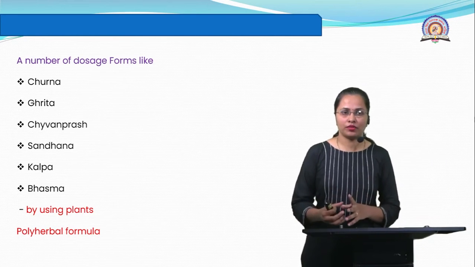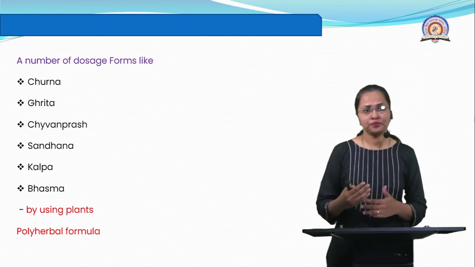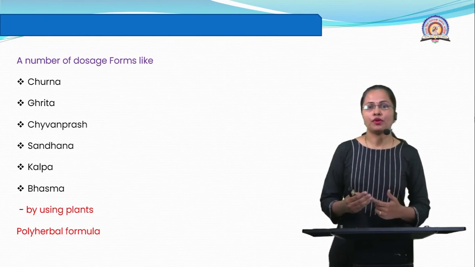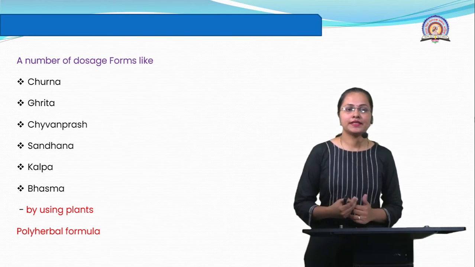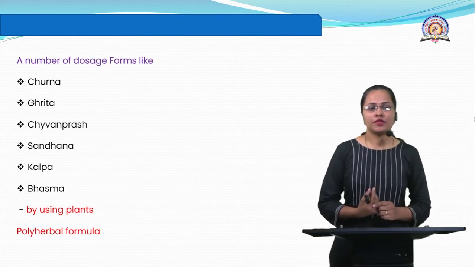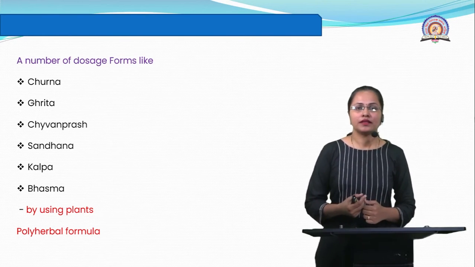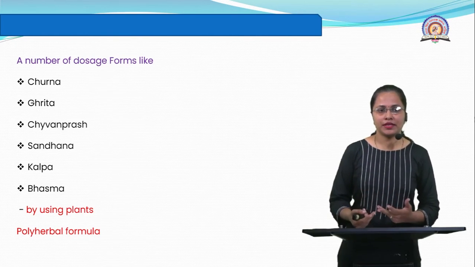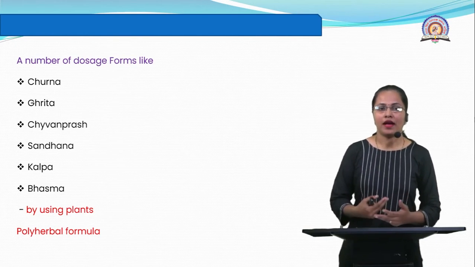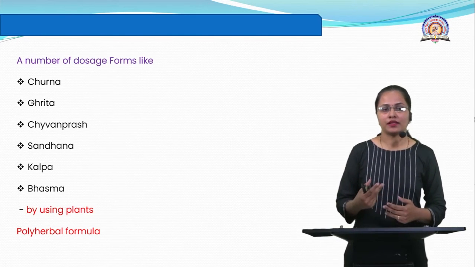Churna is a powder which is prepared by using many herbs. Then ghrita is the use of ghee along with a medicinal herb. Then chyawanprash is a semi-solid preparation which is prepared by using a polyherbal formula. Then sadhana, which covers various treatments using plants in the Ayurvedic system. Then kalpa and bhasma.